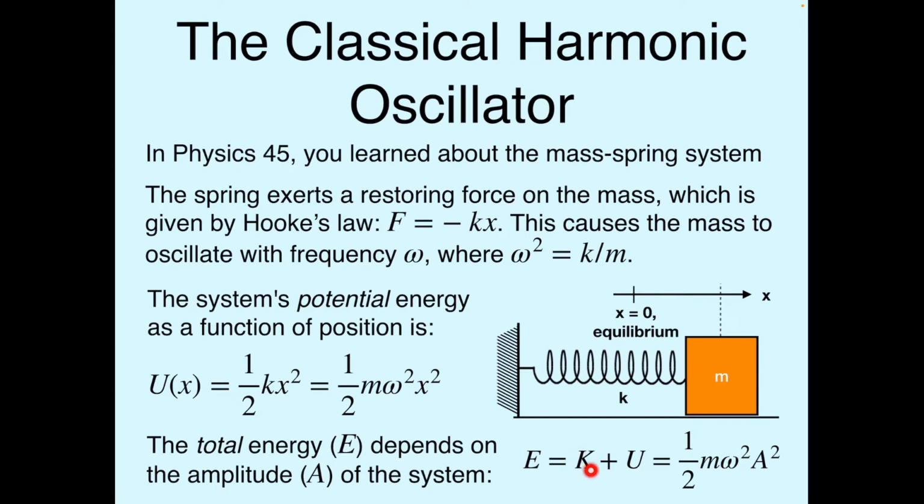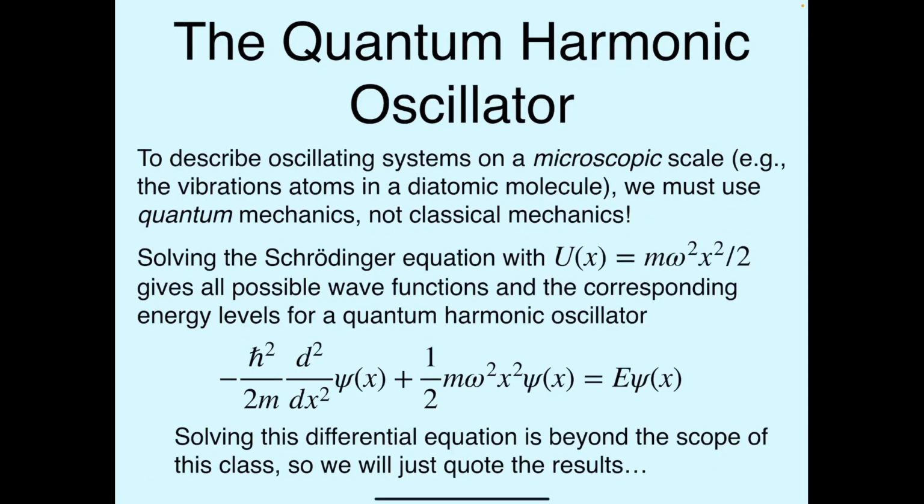So if we have no kinetic energy and all potential energy when x is equal to a, that allows us to write the total energy like this. It's 1/2 m omega squared times a squared. So this is a formula for the total energy. We're going to use that later. Okay. So all of that was a review of the classical harmonic oscillator. It's what you saw back in Physics 45. It's an oscillating system that we're analyzing using classical physics. But that's not going to cut it for us.